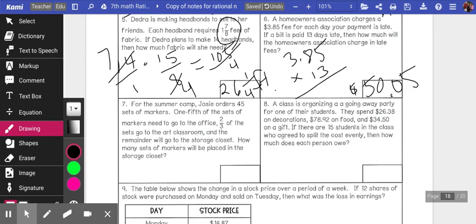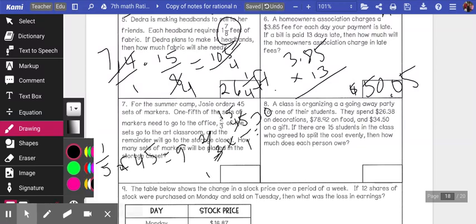For the summer camp, Josie orders 45 sets of markers. 1/5 of the sets of markers need to go to the office. 2/3 of the sets go to the art classroom. And the remainder will go to the storage closet. How many sets of markers will be placed in the storage closet? So go ahead and think about it and pause it.